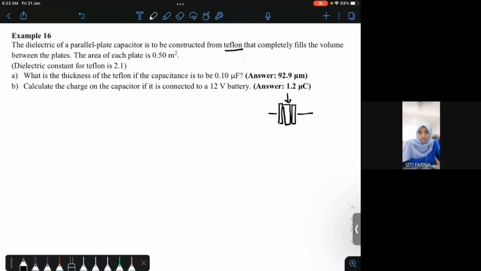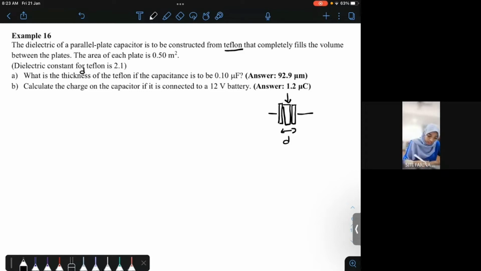So maksudnya dekat sini, thickness dekat sini adalah we are going to talk about lebar dia dekat sini. The lebar of the dielectric, which is going to occupy the space between the capacitor plates, which is the D lah. So soalan minta suruh cari D basically. So thickness dekat sini adalah D. Gap yang kamu cuba untuk fill, occupy itu.